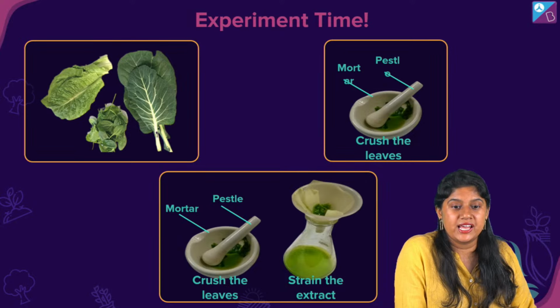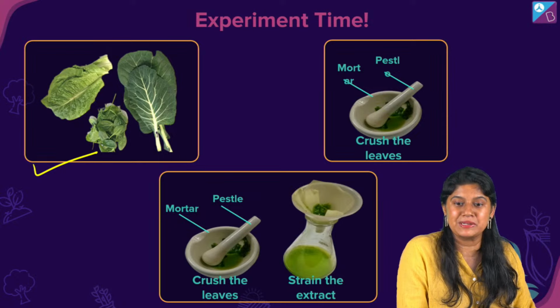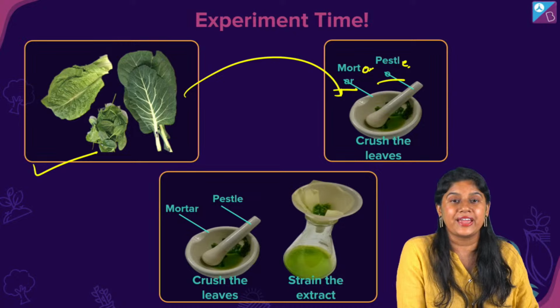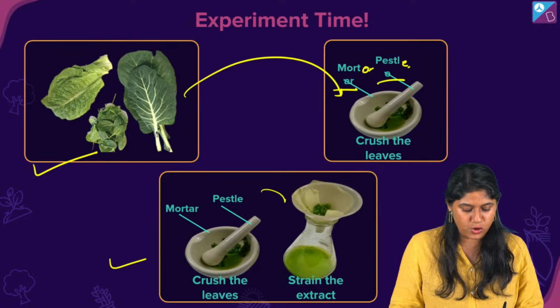Yes, carotenes, very good. So, it's experiment time, everyone, and we are starting with it. What we will do is take some green leaves, and with the help of a mortar and pestle, we will crush the leaves. Then we will strain it, and we will have an extract.